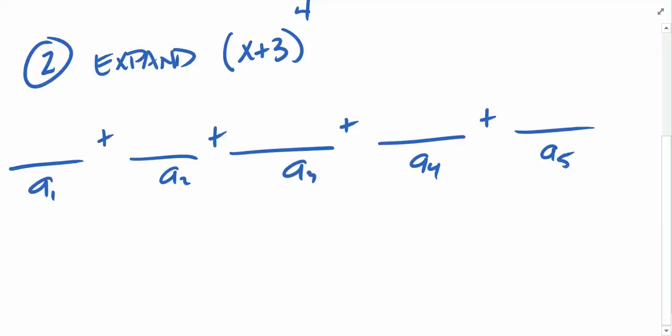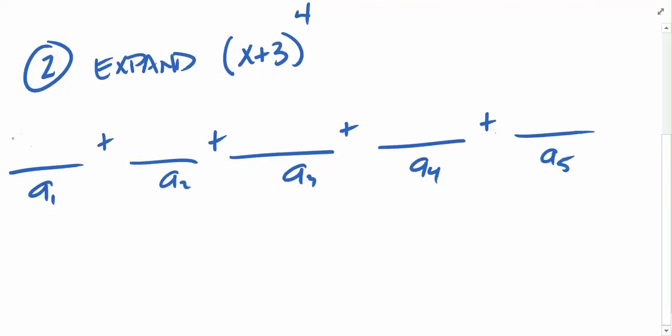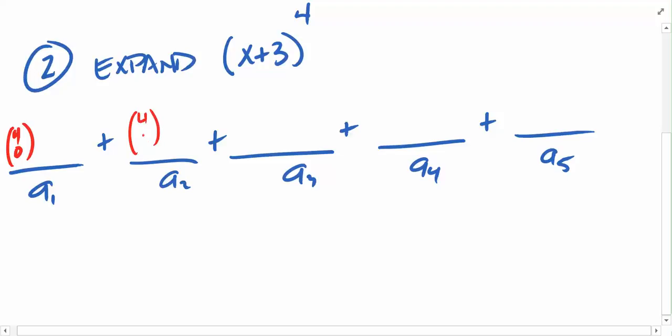Okay. Then I start with my binomial coefficients, which we find using the formula that we did in example number 1. So I'm going to start with 4 choose 0. Why am I picking 4 again? Because that's my exponent, right? And then I just go all the way up. 4 choose 1, 4 choose 2, 4 choose 3, and 4 choose 4. Fair enough? Everybody go with me?